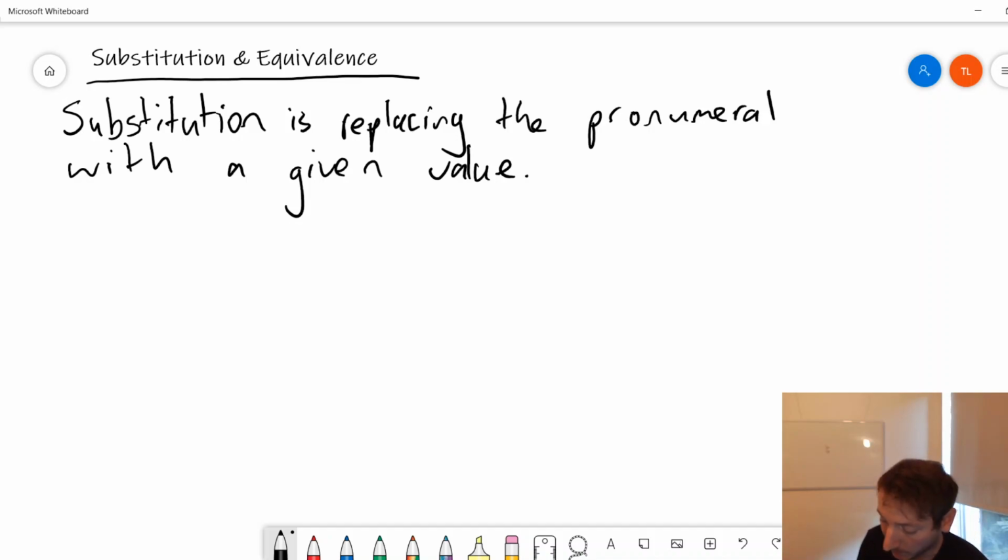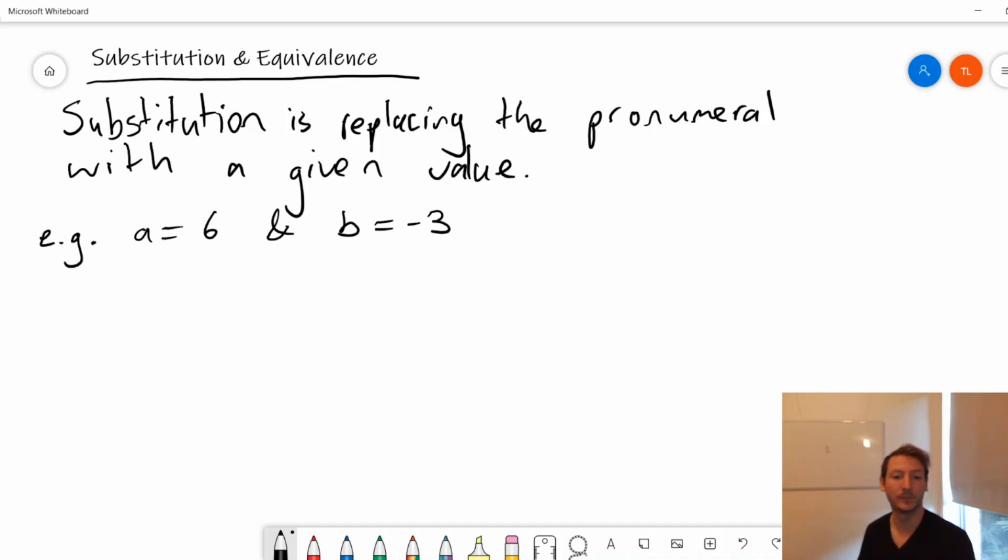So for example, let's say I said A equals 6 and B equals -3. And the question might say, there's a few words they could use. It might be something like this one, evaluate 6A minus B. Now that word evaluate means, well, value appears in there. We're trying to find a value for 6A minus B.